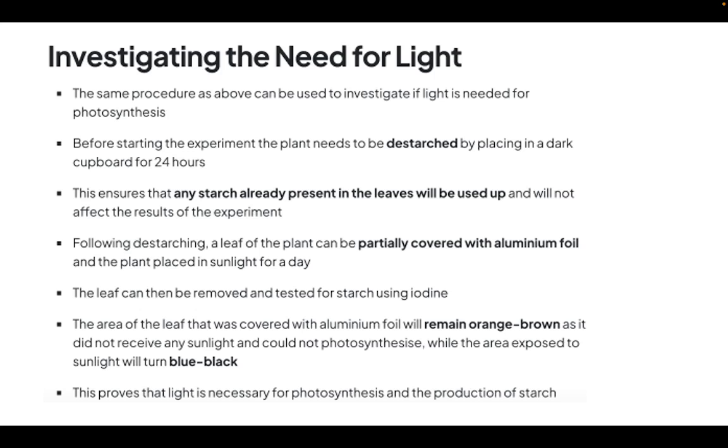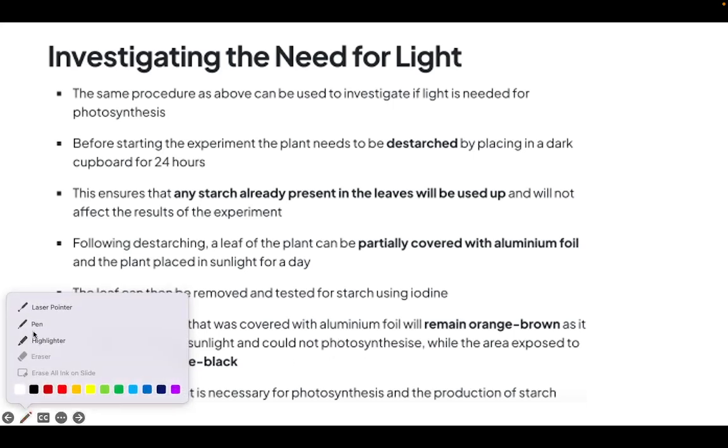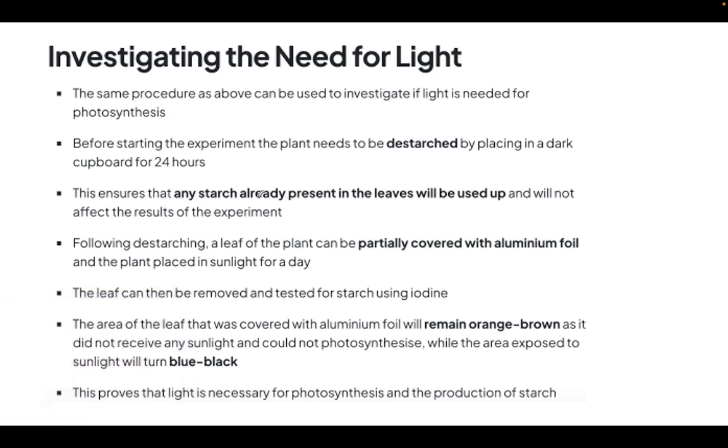One, we put it where we have light. Another one, we put it in the dark. Then if we do that, we see where we have light if we can form more starch, or we see where the one in the dark if we can make starch. I think it's clear. Any starch already present in the leaf will be used up and will not affect our result. This one is one of the most asked points.